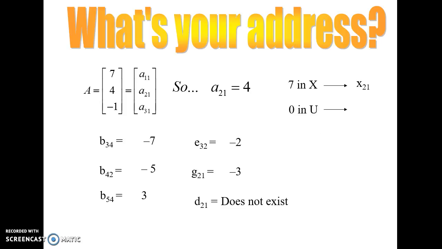How about 0 in U? That would be first row, first column. So it's going to be a little u with a 1, 1 in subscript. And last but not least, how about -5 in P? Did you find it? Should be first row, second column. So it's a little p with a 1, 2 next to it.